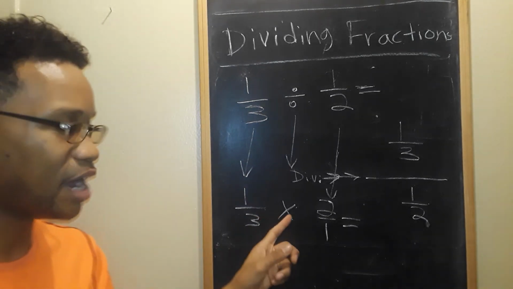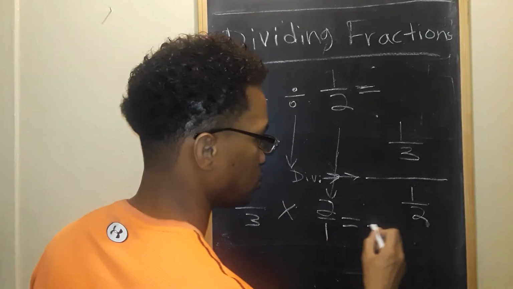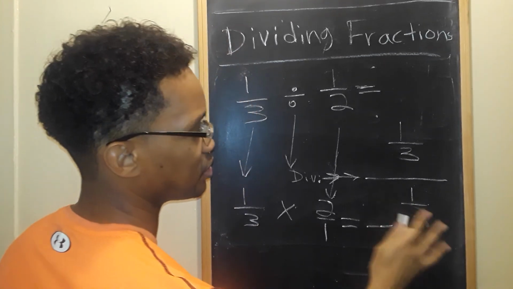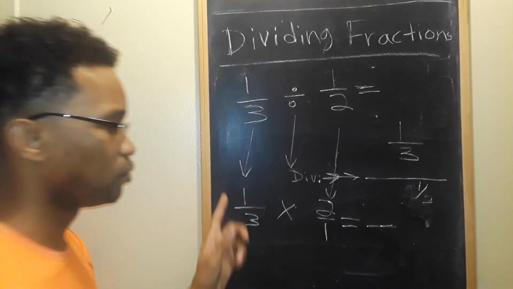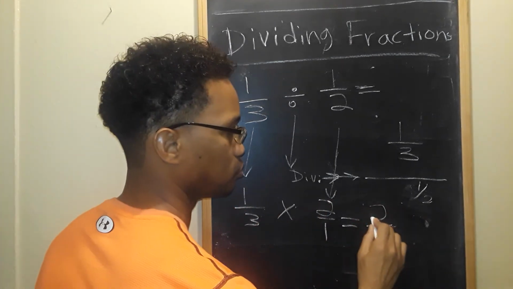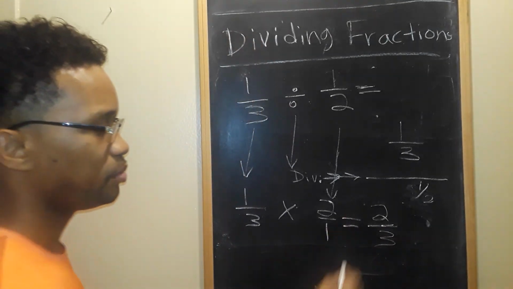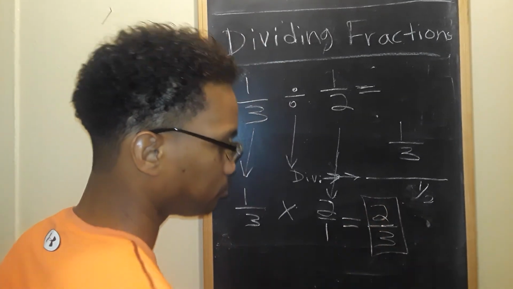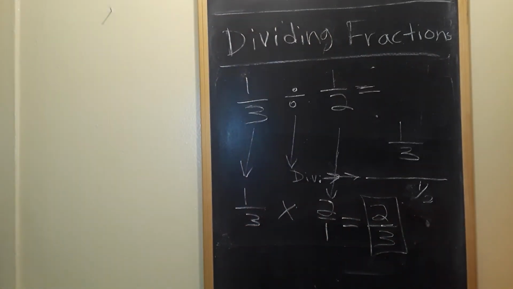Now 1/3 times 2/1 is much simpler to solve. So when you do that, we erase this to avoid confusion and put this over here. So 1 times 2 is 2. 3 times 1 is 3. And that'll be your answer. Okay? I'm going to show you another one right here.